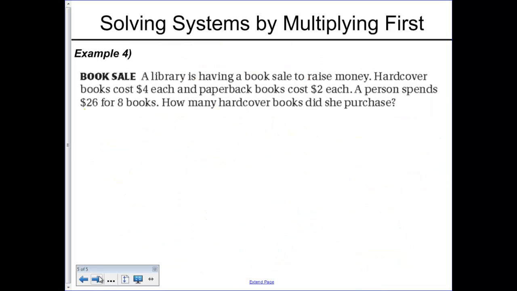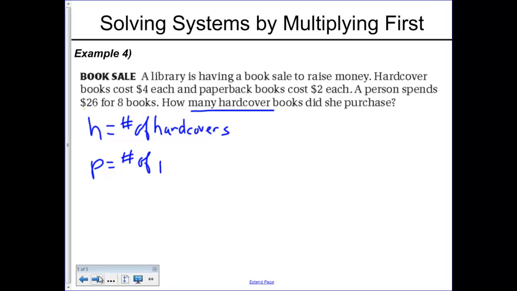Example 4, book sale. A library is having a book sale to raise money. Hardcover books cost $4 each. Paperback books cost $2 each. A person spends $26 for 8 books. How many hardcover books did she purchase? So the question is how many hardcover books. I'm going to use H for the number of hardcovers, and I'm going to use P for the number of paperbacks, and that's how many of each.